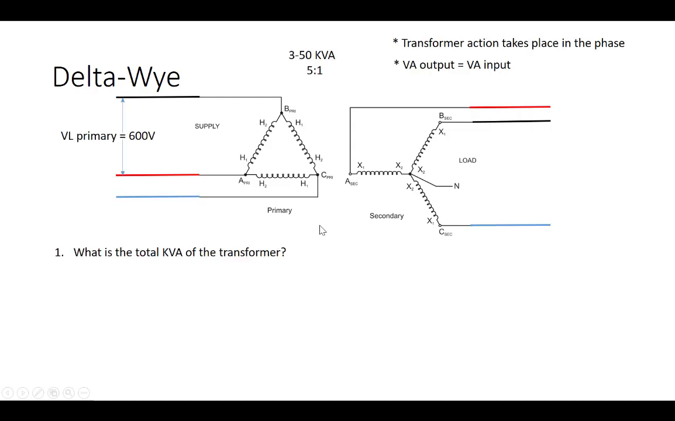And if we were to have 3 50 kVA transformers connected delta to Y, where the primary voltage is 600 volts and the ratio is 5:1, there are a number of questions we could answer for this. And I will just go through the primary ones here and just show you the question and the answer. I think they should be fairly straightforward.